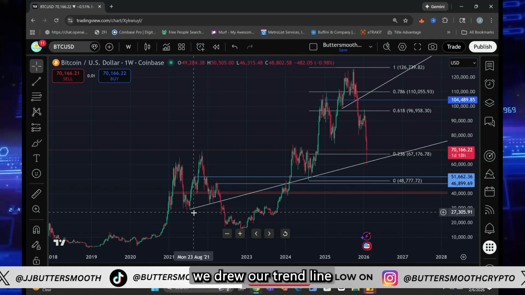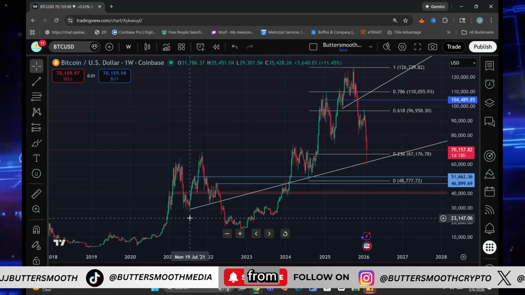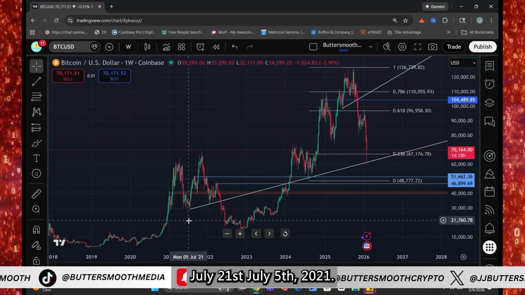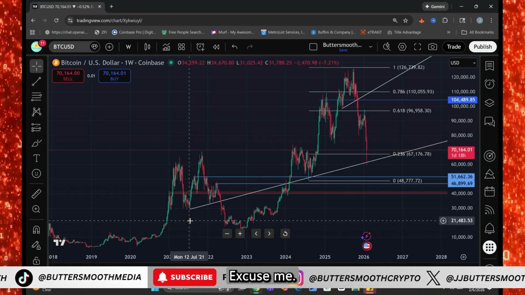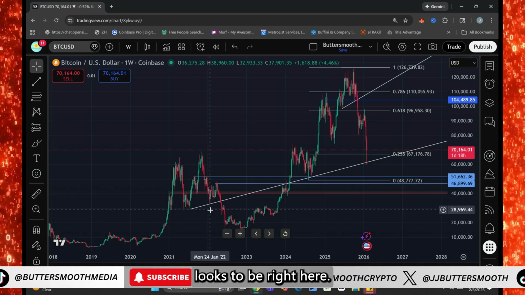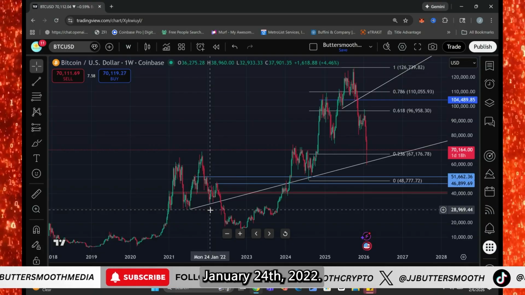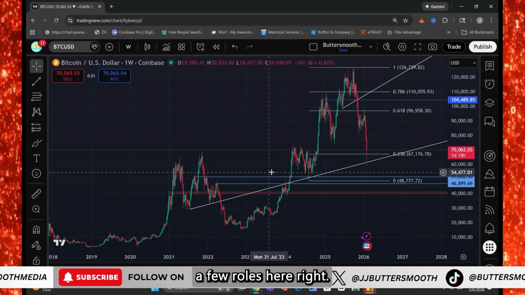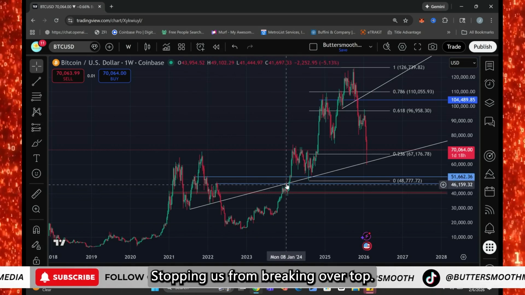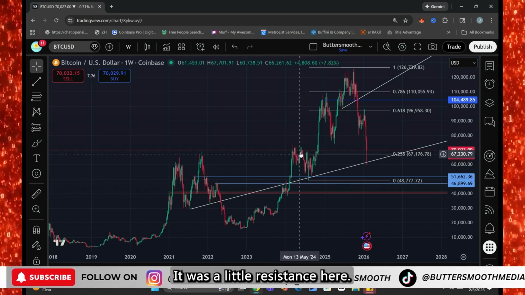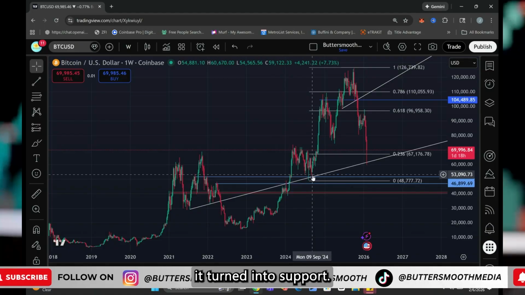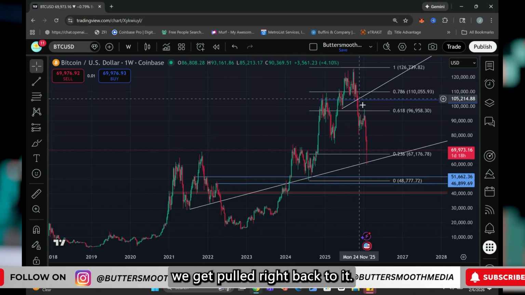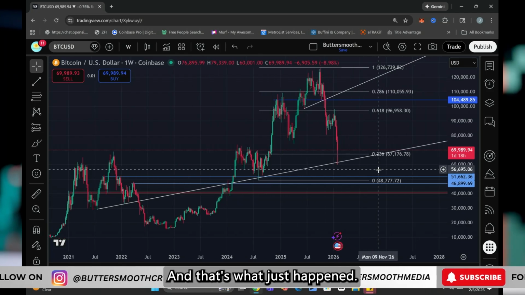You could see here we drew our trend line from, I'm trying to line it up for you guys, July 5th, 2021. Second touch point looks to be right here, January 24th, 2022. And we have that extended out, and you could see it's played a few roles here, right? Stopping us from breaking over top. It was a little resistance here. Once we broke above it, it turned into support. We broke even further above it. And then eventually we get pulled right back to it. And that's what just happened.